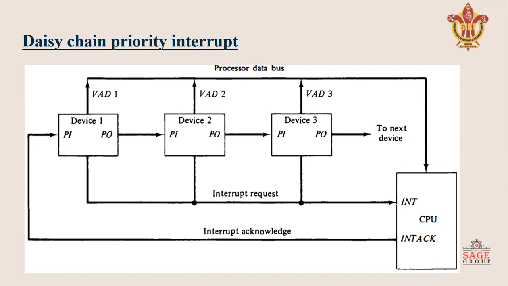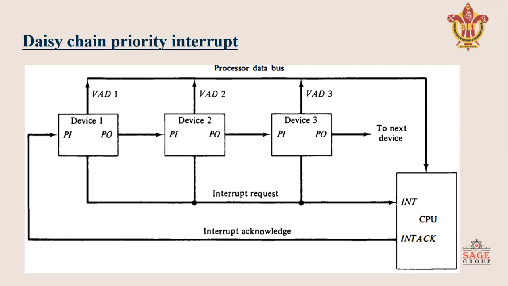Means only device 3 wants to communicate with the CPU, but all these devices will get the interrupt acknowledgement signal. If they are capable, means if they are sending the data, means they want to communicate with the CPU, means they have sent the interrupt request, at that instant the value of PI will be 1 and PO will be 0. PO equal to 0 indicates that it blocks the signal. In the case of this example, device 3, PI value is 1, PO value is 0, and the vector address will be sent through this data bus to the CPU.